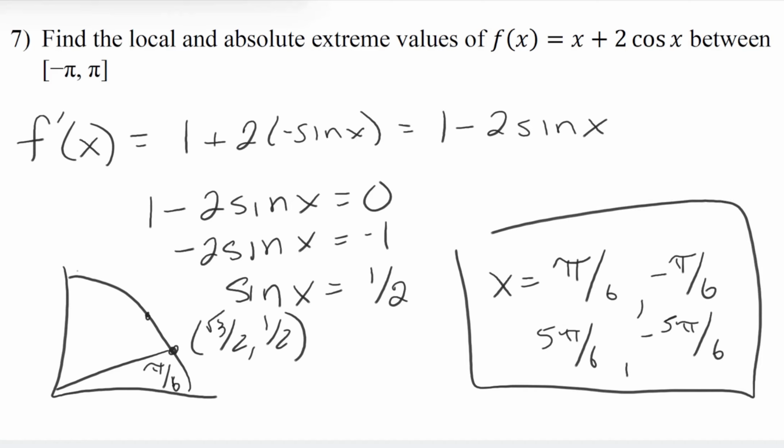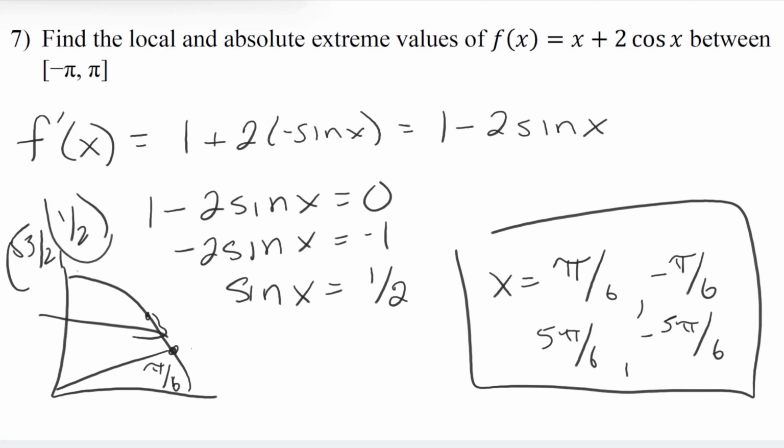Okay, so you have sine of x equals 1/2. How do you get square root of 3 over 2? Did you just plug it in? No. That's the point on the unit circle. That point right there is square root of 3 over 2, 1/2. That's the y. That's the sine. Sine's the y value.